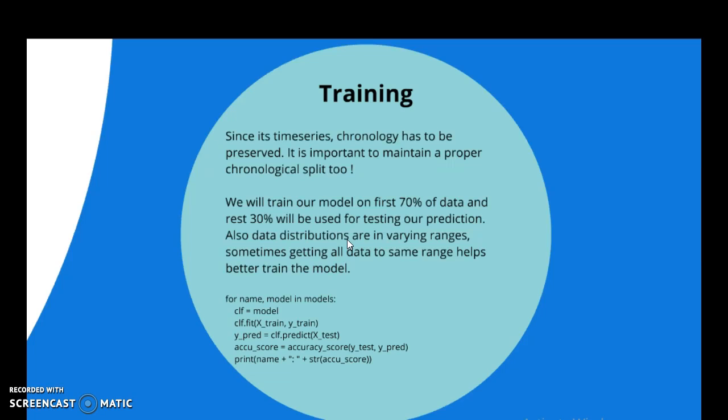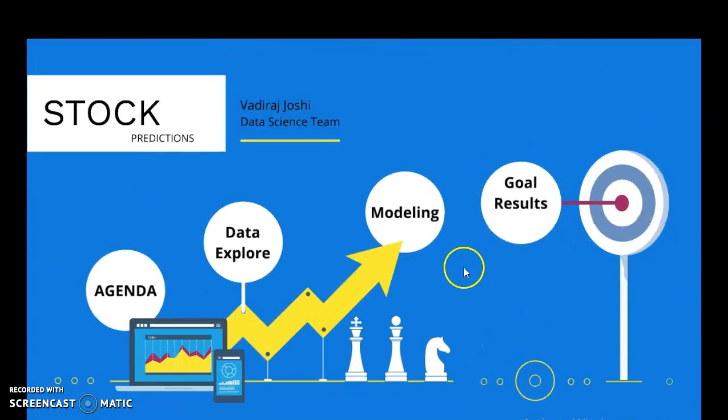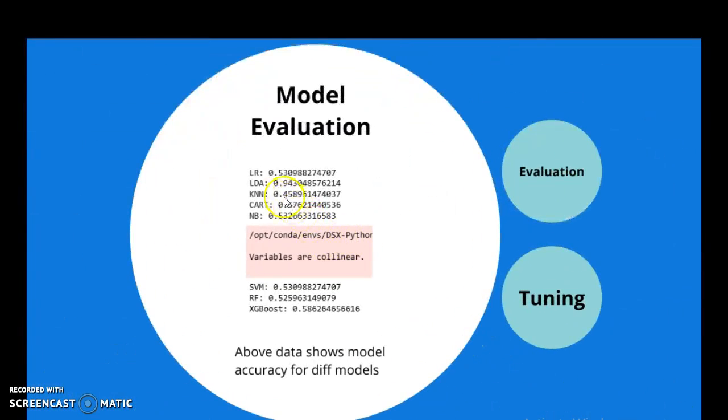Also, data distributions are in varying ranges. Sometimes getting all data to the same range helps train the model better. That is something I learned in this exercise. This is a small code snippet to calculate the accuracy of each model in the list. And here are the quick results.